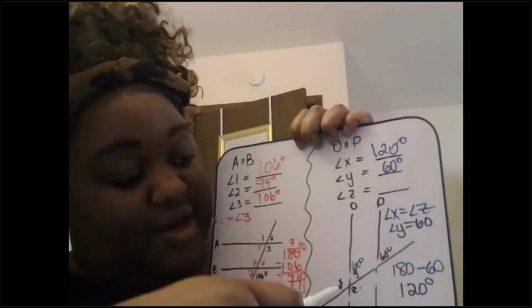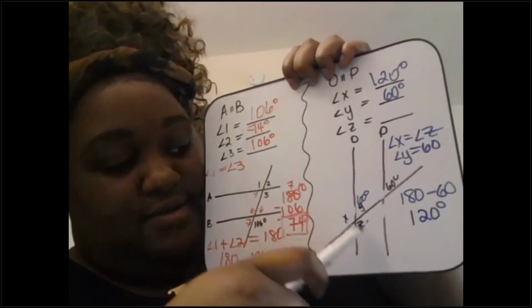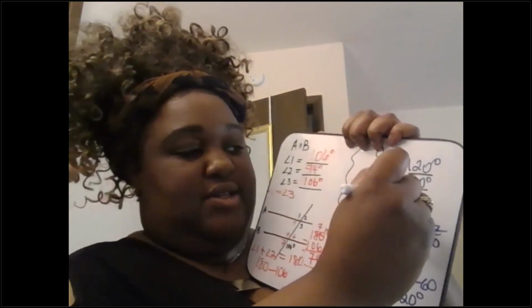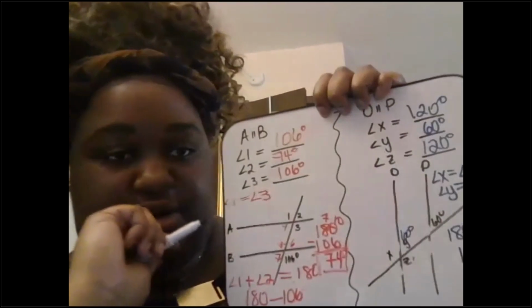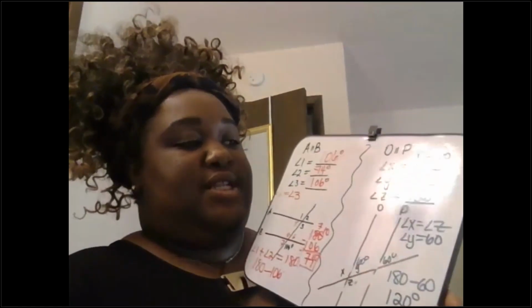Now remember, we figured out earlier that X and Z are vertical angles. That means they're equal. So if X is 120, then Z is also 120 degrees. So that just gives us an idea of how to use those relationships to figure out what angles are, especially when it comes to parallel lines.